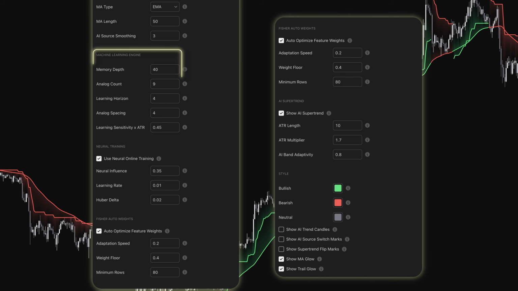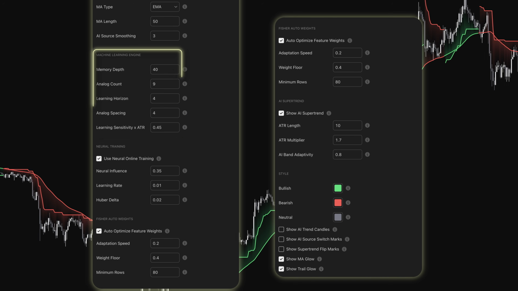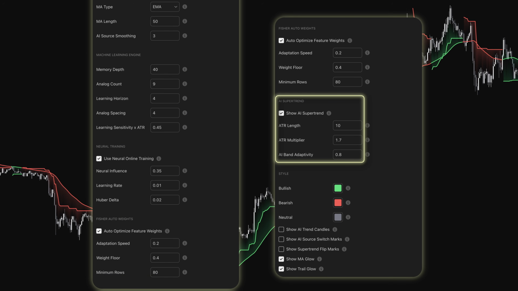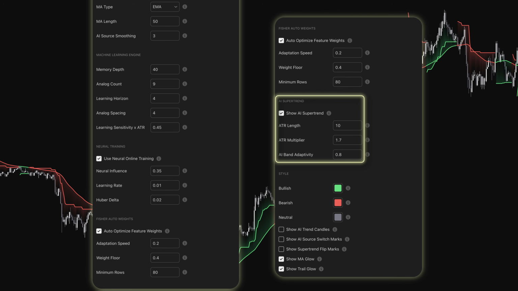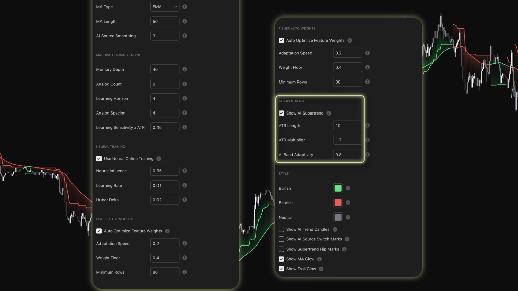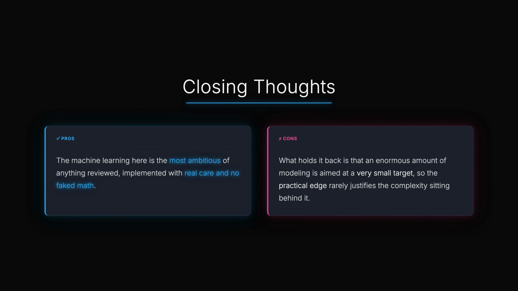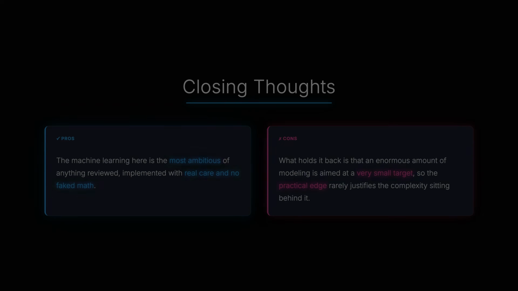Customization is deep, with separate controls for the memory engine, the neural rate, the Fisher adaptation speed, and the supertrend behavior, which is both a strength and a warning for newer traders who will not know what most of it does. The machine learning here is the most ambitious of anything reviewed, implemented with real care and no faked math. What holds it back is that an enormous amount of modeling is aimed at a very small target, so the practical edge rarely justifies the complexity sitting behind it.